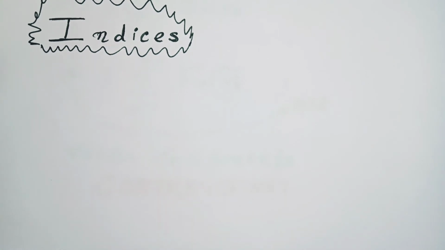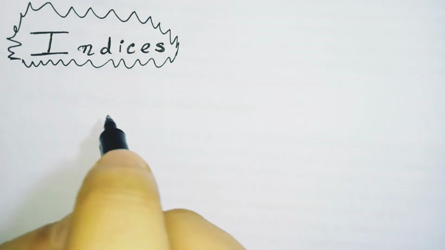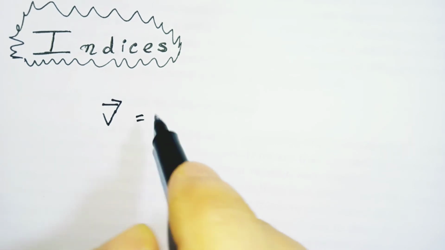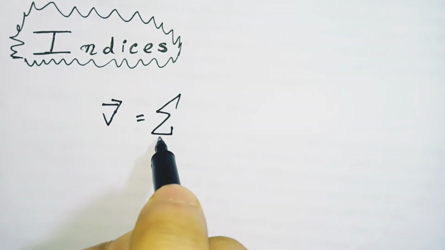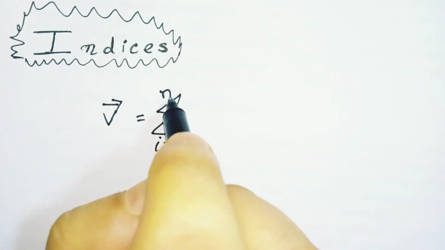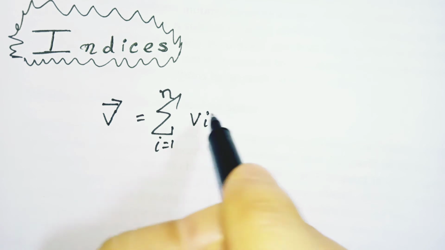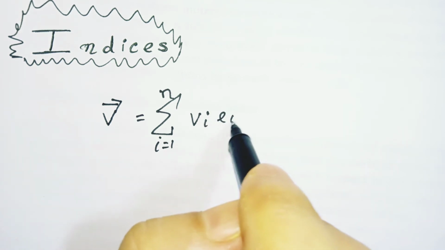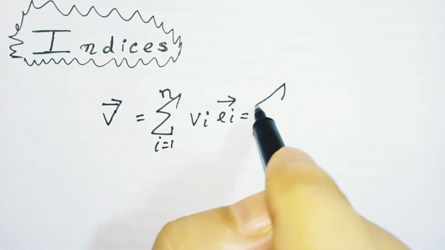Okay, so for the indices, I would just like to show you how we write it. We can write V equals the summation of i equals 1 to n, Vi ei with an arrow, and this is also equal to sigma.